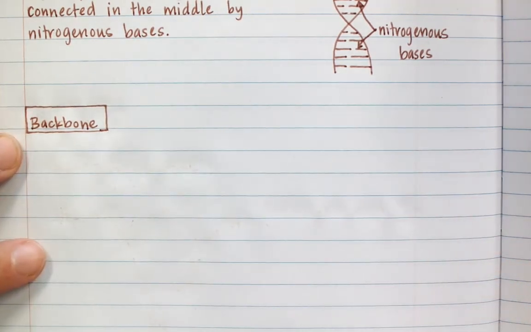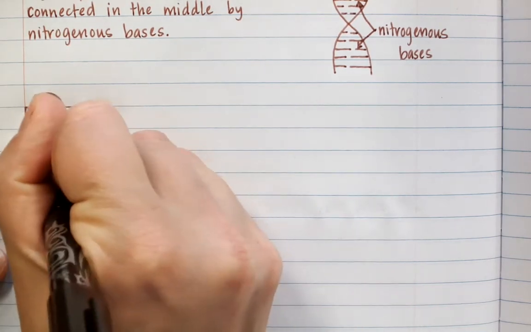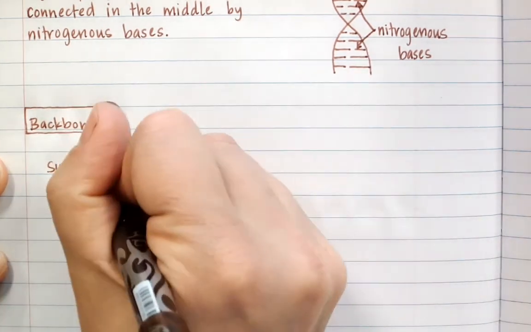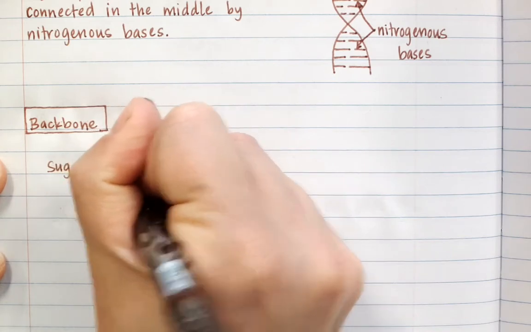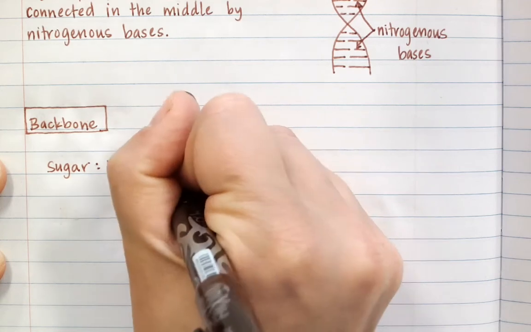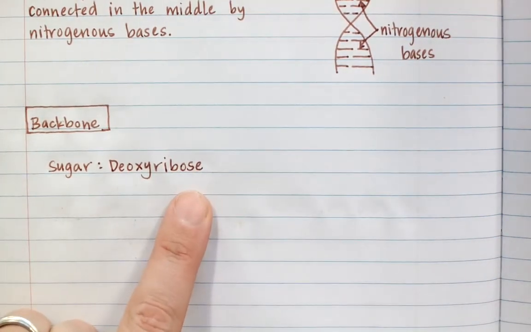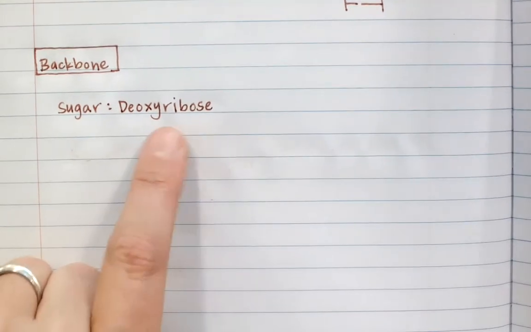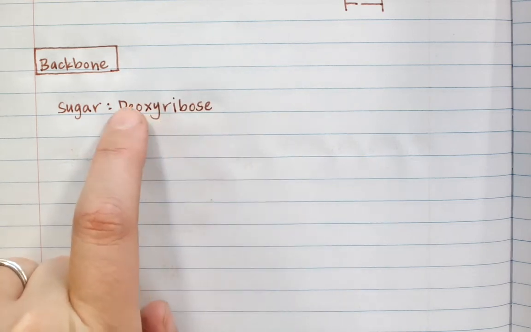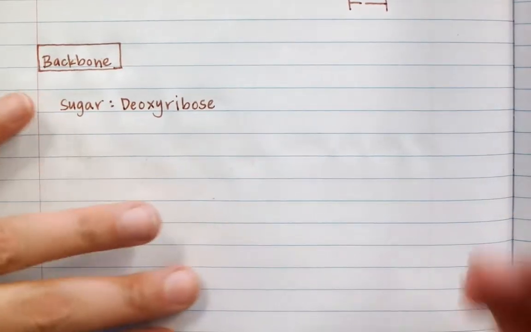So we know that part of it is going to be a sugar, part of it's going to be a phosphate. The sugar that is in DNA is called deoxyribose. So it ends in ose. That lets us know that it is a sugar. And this deoxy part means that it's actually a ribose sugar, but it's deoxy. It's missing an oxygen. So it's a deoxyribose sugar.